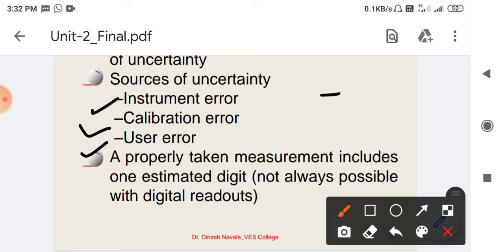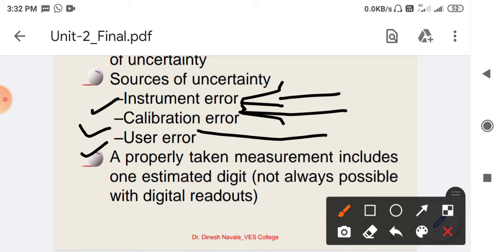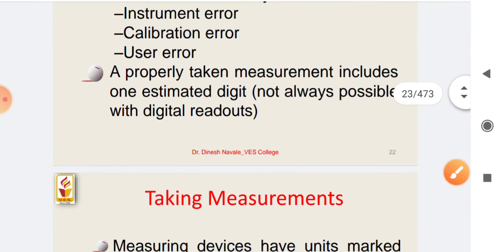One is the instrumental type of error, another one is the calibration type of error, and the last one is the user error. So based upon these errors, we can say that the given measurement is either good or bad. A properly taken measurement includes one estimated digit.